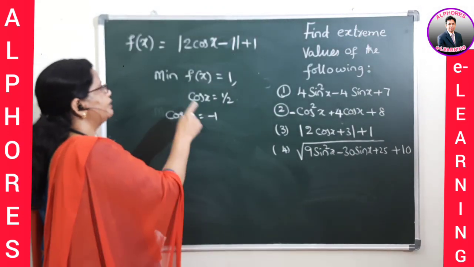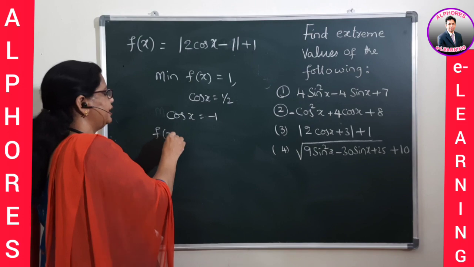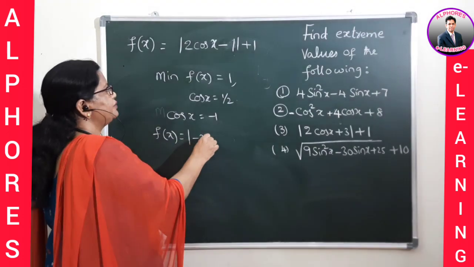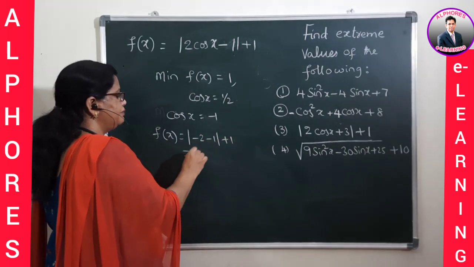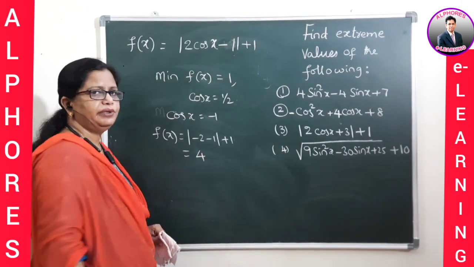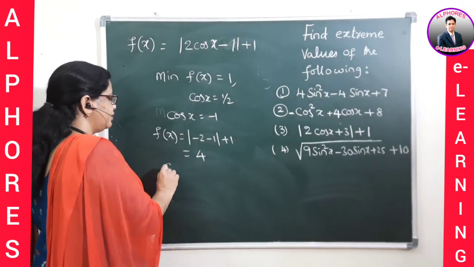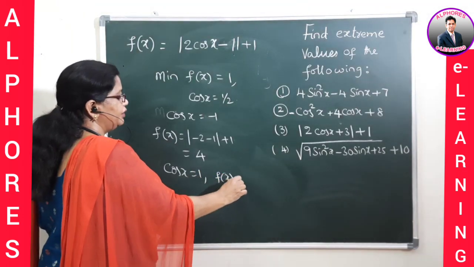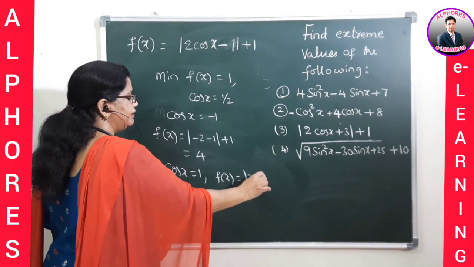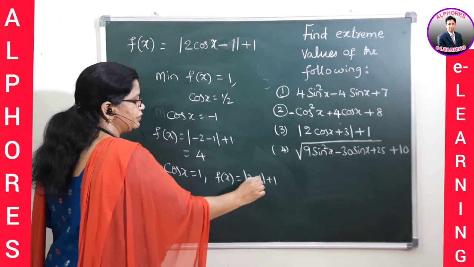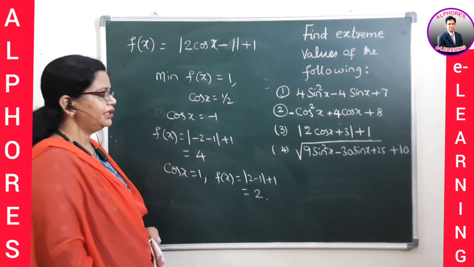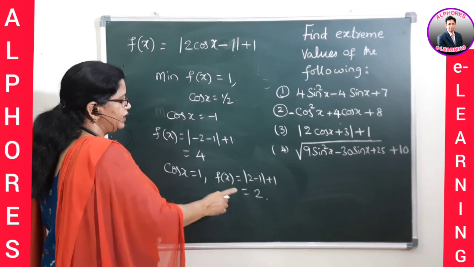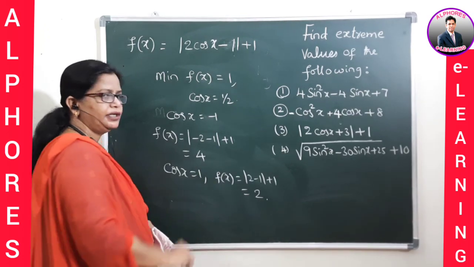Now cos x is minus 1, then what is the f of x value? It is mod of minus 2 minus 1 plus 1. That implies it is 3 plus 1, therefore it is 4. And next, cos x I am taking as plus 1. Then f of x is equal to how much? Mod of 2 minus 1 plus 1. So that it is how much here? 2. So now students, we got this kind of values. Here you got 2 and here you got 4.